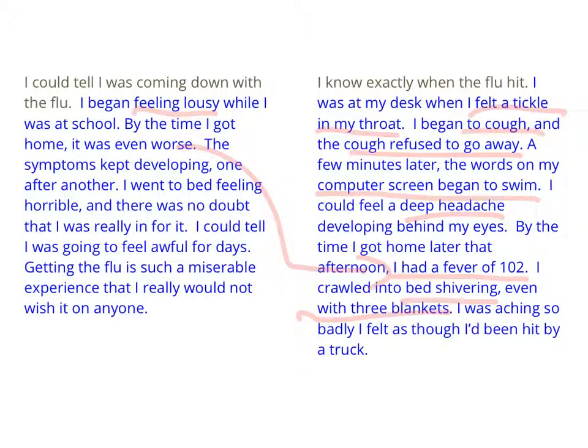So this is interesting. Instead of just saying that you feel awful, he or she uses a simile here. I was aching so badly, I felt as though I'd been hit by a truck. So it's much more descriptive so you can understand how the writer feels. When I say I feel awful, you don't really understand what I mean by that. But when I say I was feeling so sick I felt as though I got hit by a truck, you definitely understand a little bit more specifically how the writer was feeling.